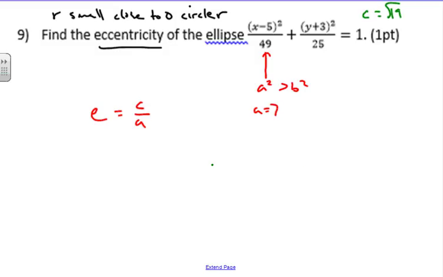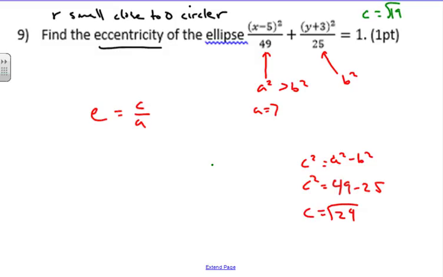Now, c squared equals a squared minus b squared, and that is b squared right there. So we're going to take 49 minus 25 equals c squared. What we have is 24, and the square root of that equals c, which we can simplify if you want: 2 square root of 6 equals c. So for our final answer, we have 2 square root of 6 over 7, and that's our eccentricity.